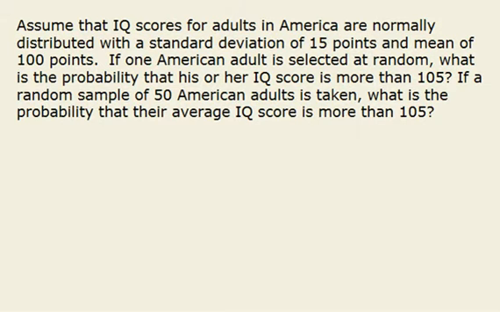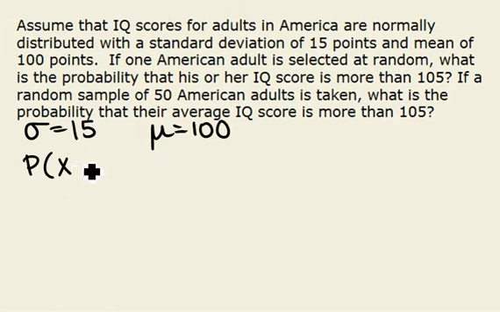So the information from the problem, we're given the standard deviation, which we call our sigma, that is equal to 15, and then our mean, which is equal to 100, and we know that we have a normal distribution. So if we want to find the probability that a single person has an IQ score of more than 105, we write that as the probability that x is greater than 105. And what we want to do is turn this into a standard normal, which we call a z, to look it up in our table.